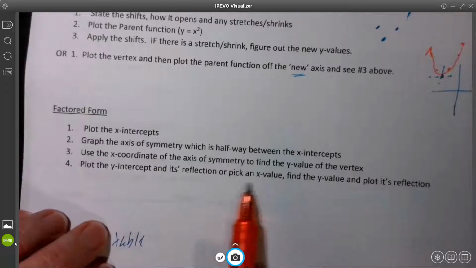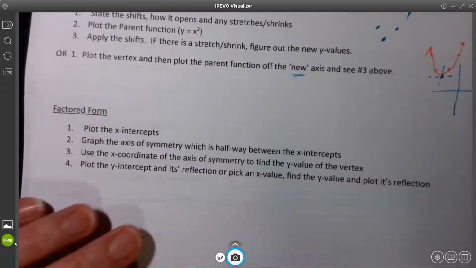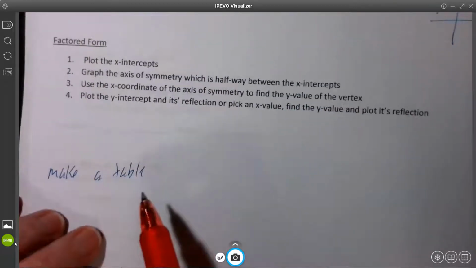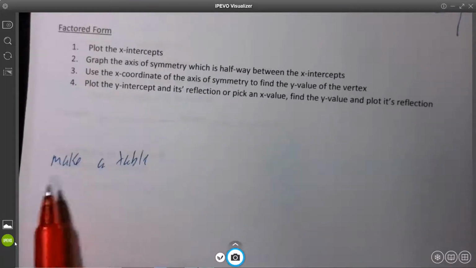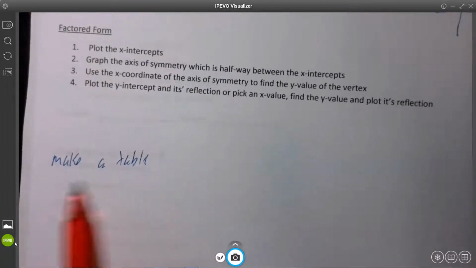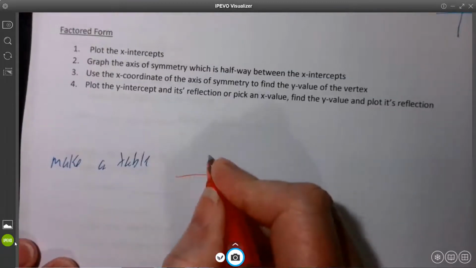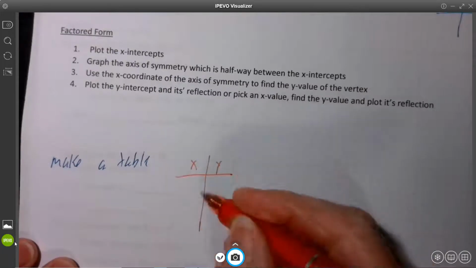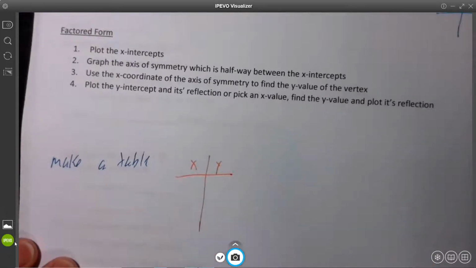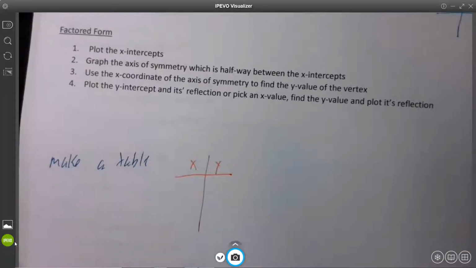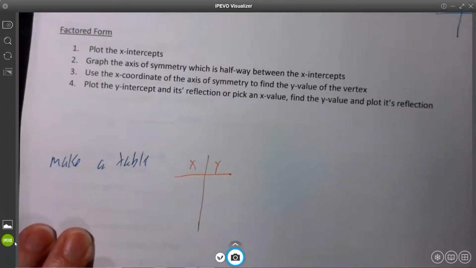So those are always options. You can always pick an x value. Now, the fourth option isn't really an option, but if in doubt, if you don't know what else to do, make a table. Make a table with x and y values. Pick the x values, and then find out the y values. So if you have a function or an equation you don't know what to do with, make a table. That works for any function.